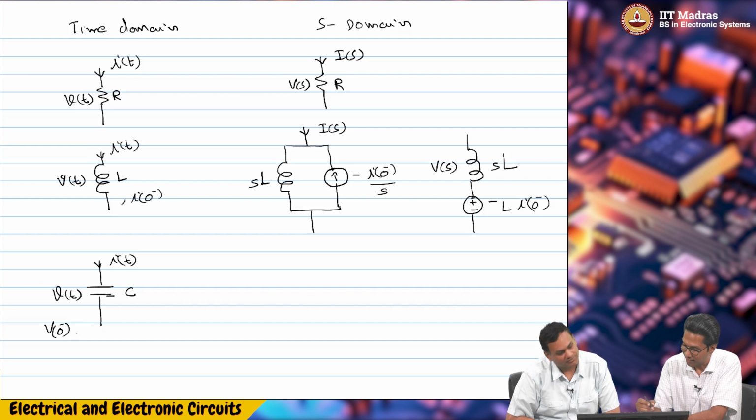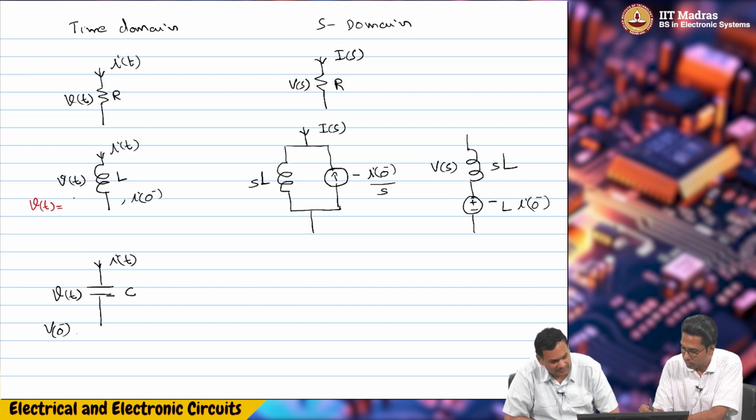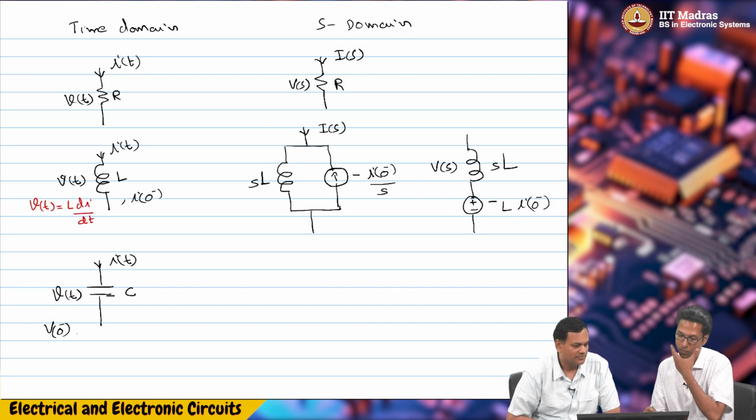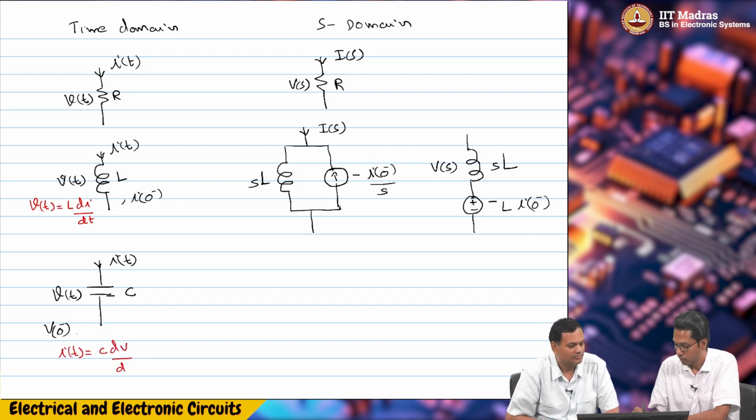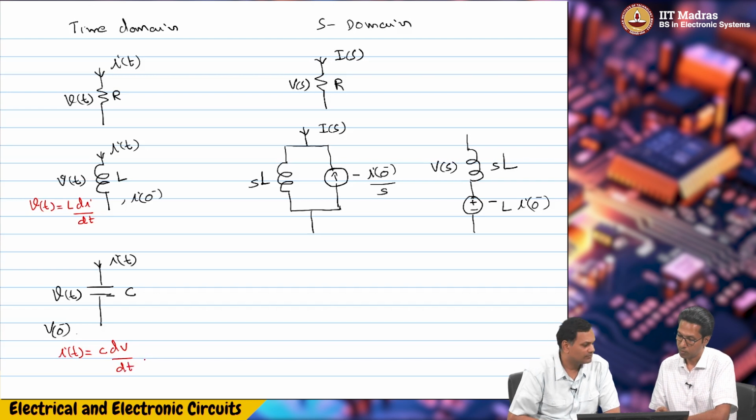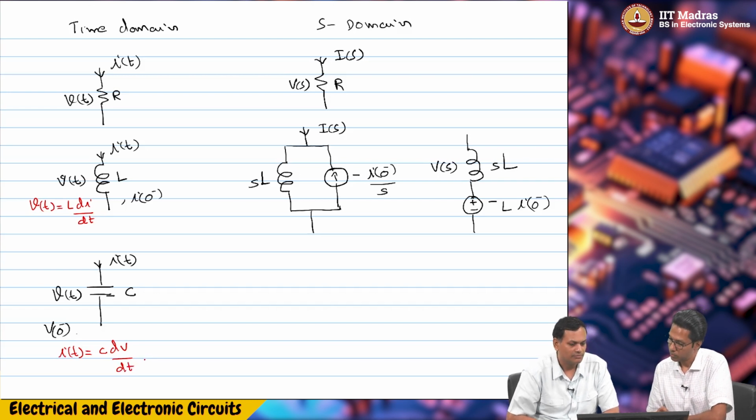I'll use a different color. Here we'll write it there: V of t is L di by dt. The same way we can write it at the bottom: I of t is C dV by dt.